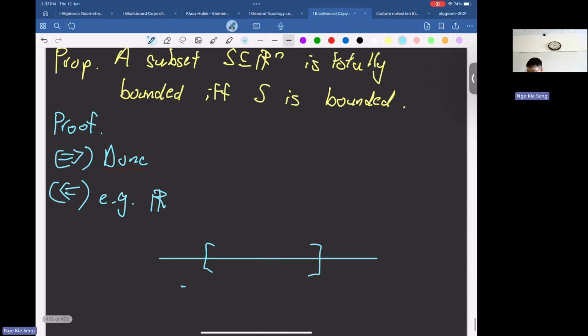Let's say the interval from -2 to 2. Is this totally bounded or not? To show totally bounded, I have to show that for every epsilon, you can produce finitely many open balls. An open ball here is an open interval. If I give you any epsilon, can you see that you just need finitely many open intervals? How, Joshua?